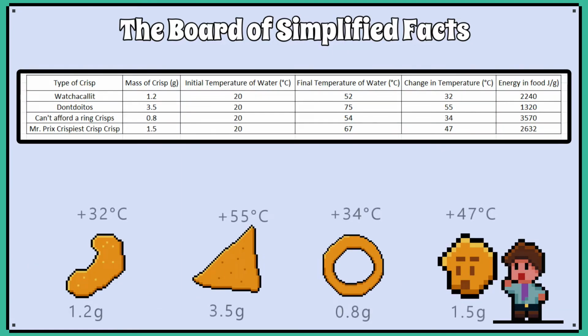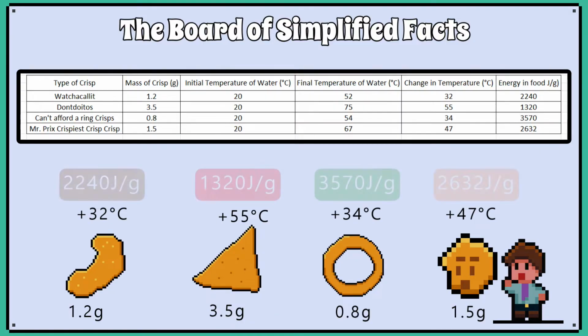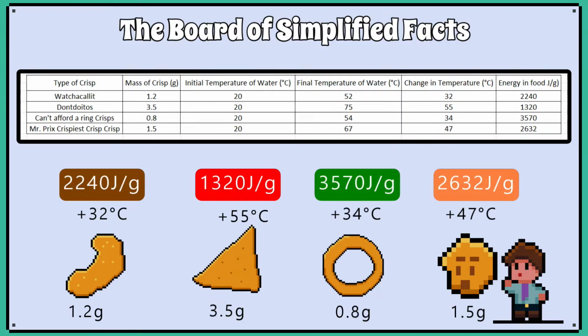It is important to note that the biggest temperature increase doesn't necessarily mean the most energy per gram, as you need to consider what mass of crisp you were burning in the first place. Burning a bigger crisp with more mass might give you the biggest temperature rise, but when you then divide it by its mass, you get that joules per gram ratio, which is the important number.